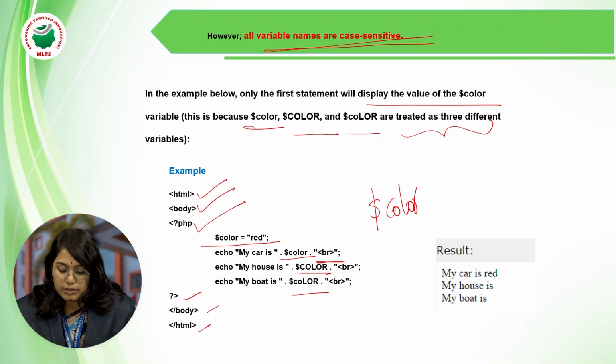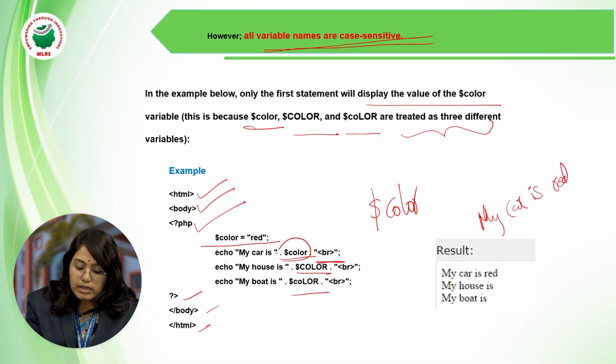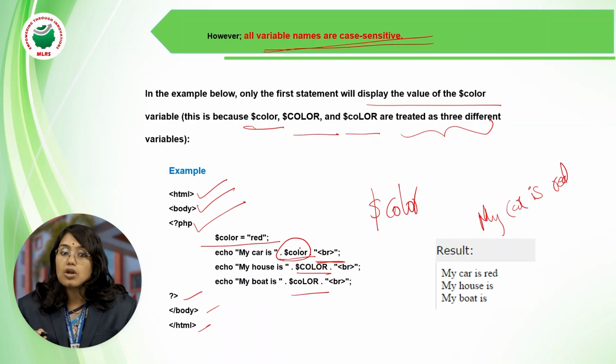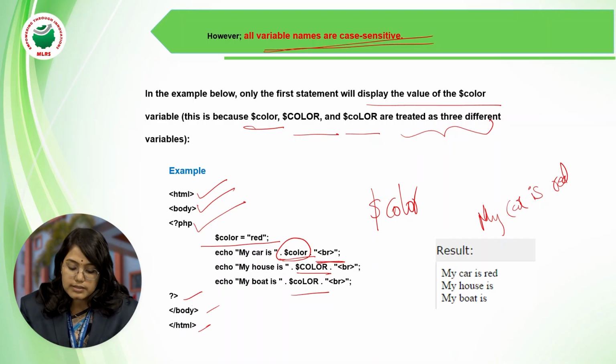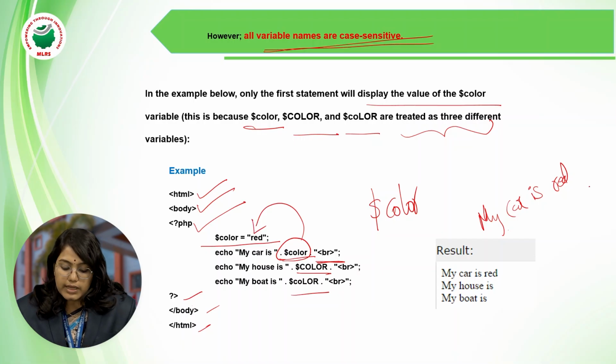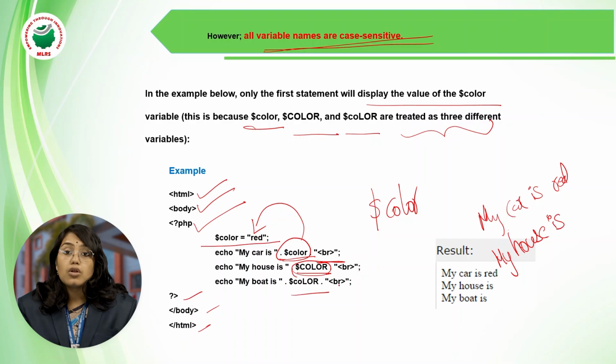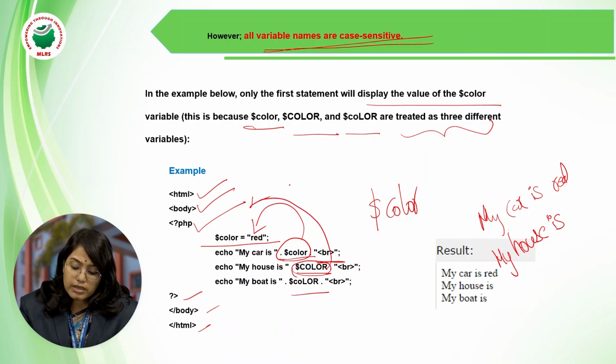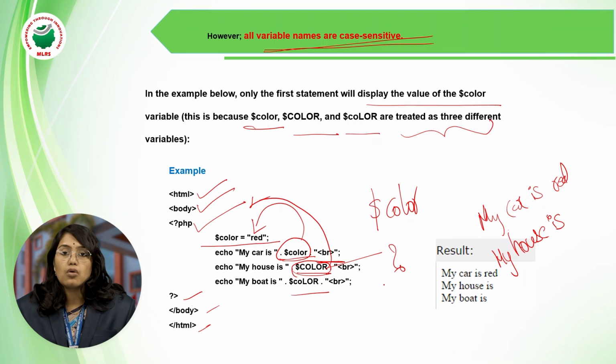See, now coming to the output. What will it be? My car is red. Why will it give red? It is going to call $color. Where is $color? We have declared $color as red. So it will give my car is red. Next, my house is, and here we have given $COLOR. We have nowhere declared it as any color. So we have declared nothing, so it won't give anything. It just leaves a blank.